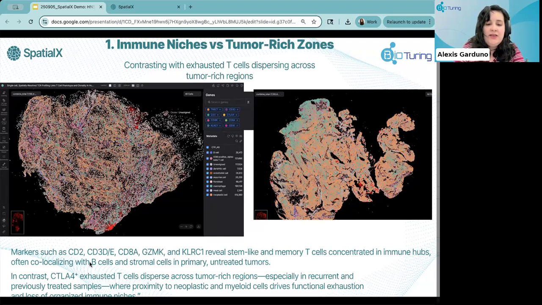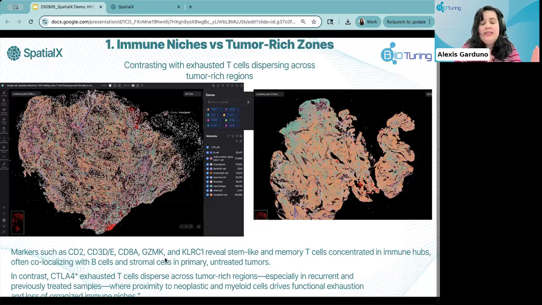And one of the things we can see is that when we look at the expression of these specific genes relating to the CD8 or exhausted T cell markers, these are actually localized within cells that are B cells and stromal cells within the primary tumor.